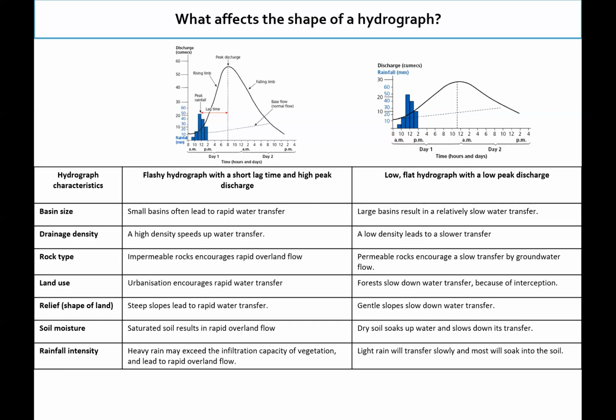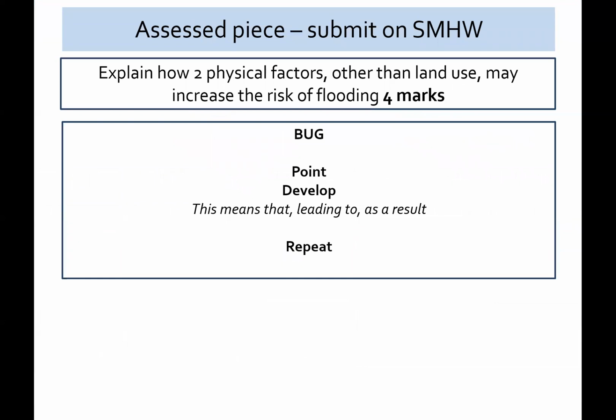Once you've highlighted them, you can then pull out two physical factors. You then need to say how they increase the risk of flooding. So you can't talk about land use. Two physical factors other than land use and how they may increase the risk of flooding. So name one physical factor, that's your point. You then develop it. So you say this means that, leading to, as a result, because. Say how that physical factor may increase the risk of flooding. You then repeat that for another point, another physical factor, and develop it.